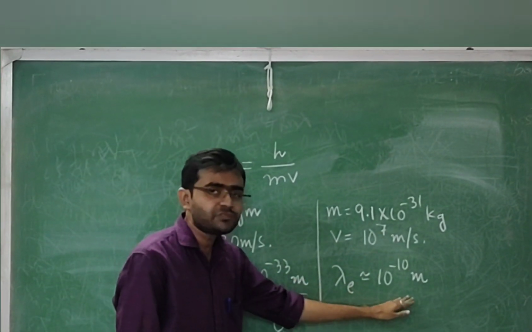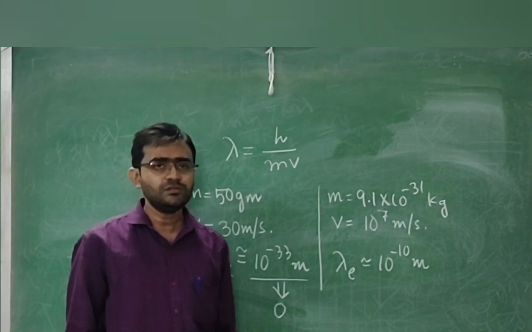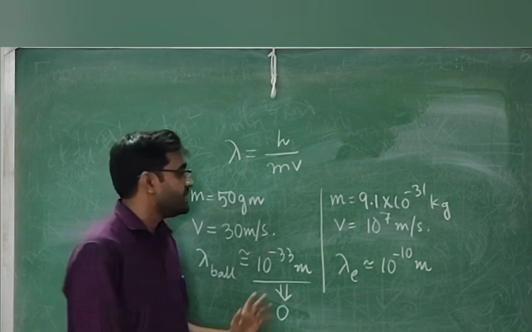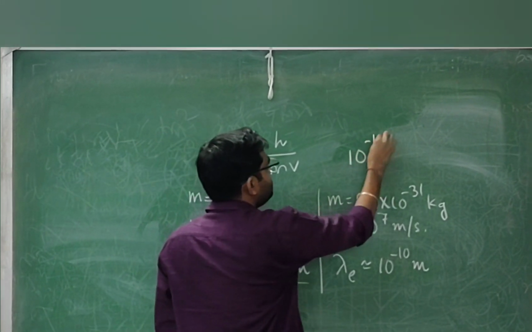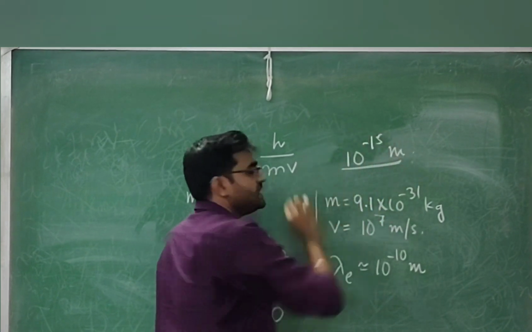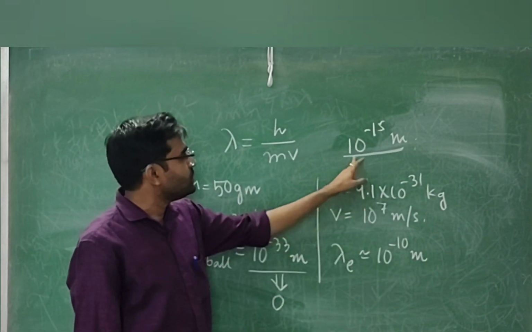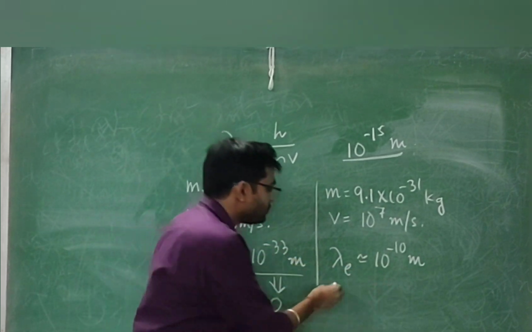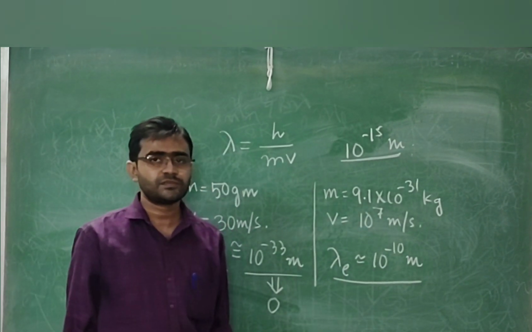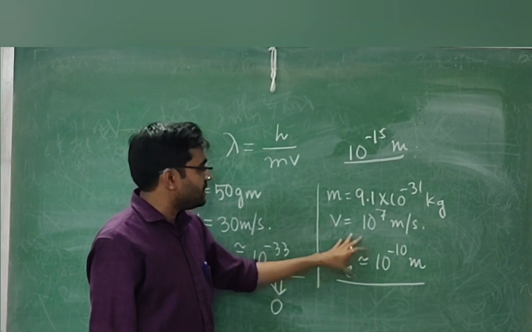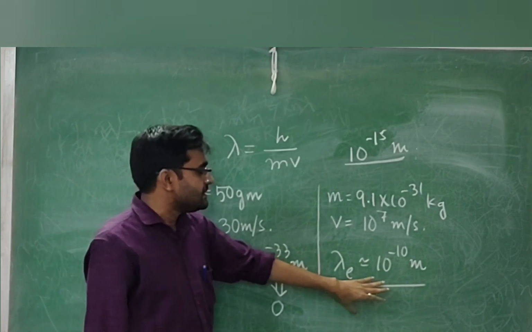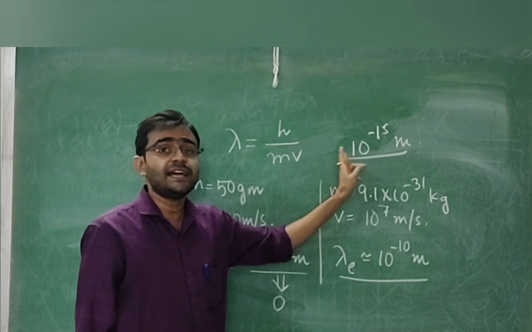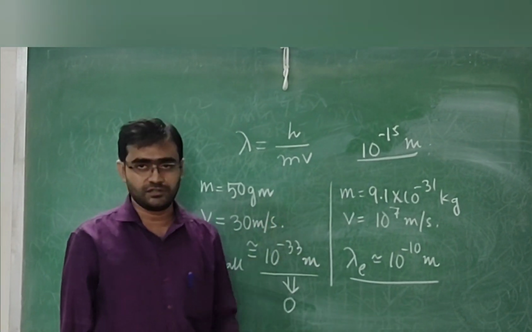Whereas if I go to the electron, what is the size of an electron? Is it diameter or radius or circumference? It is of the order 10 to the power minus 15 meter, which is a Fermi. Right? Now which one is greater, 10 to the power minus 15 or 10 to the power minus 10? Obviously 10 to the power minus 10 is greater. Now you see, for an electron the associated wavelength is greater than the size of the particle. Here is the answer.